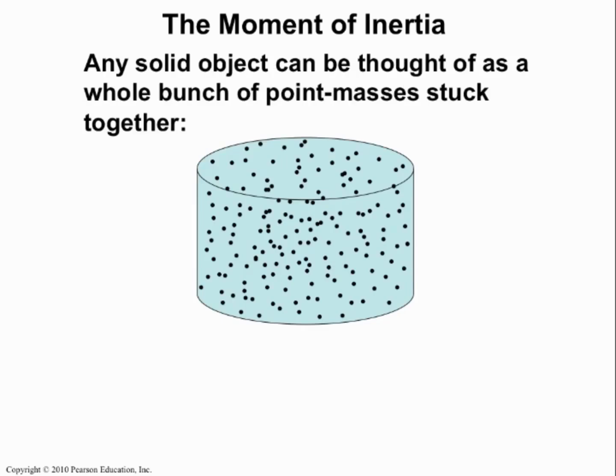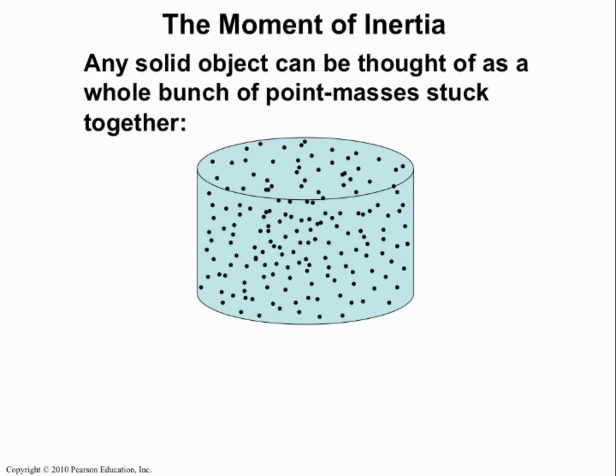All right, so moving on with this discussion. Any solid object can be thought of as a whole bunch of point masses stuck together. So let's look at this cylinder, and let's think of it as a solid cylinder. You can think of it as a solid lead cylinder if you like. And what all these little dots represent are tiny little points of mass. If you want to, you can think of them as atoms. And each one is a tiny little particle of mass. And so obviously this large solid object is made up of many, many, many tiny particles of mass.